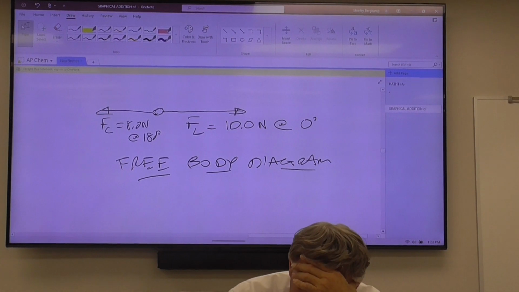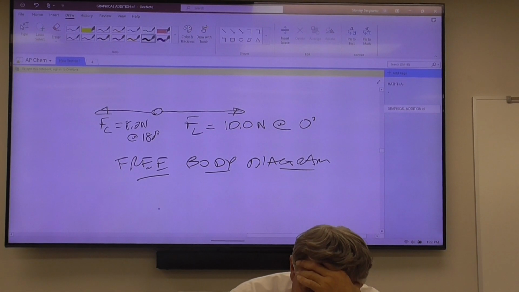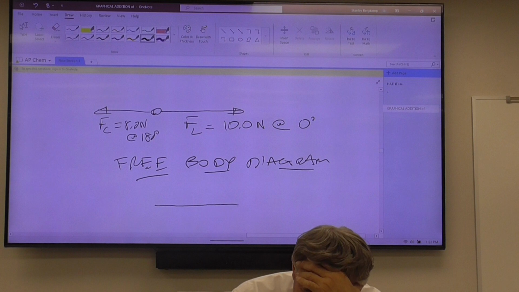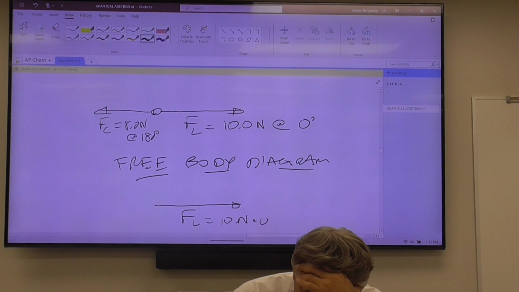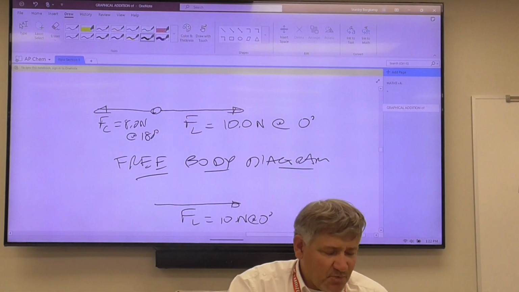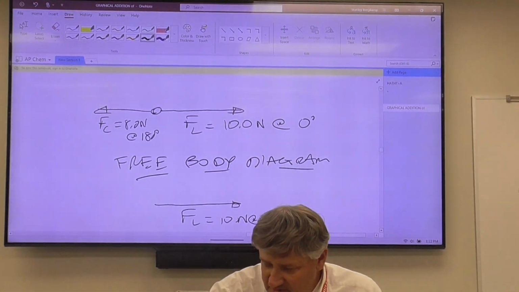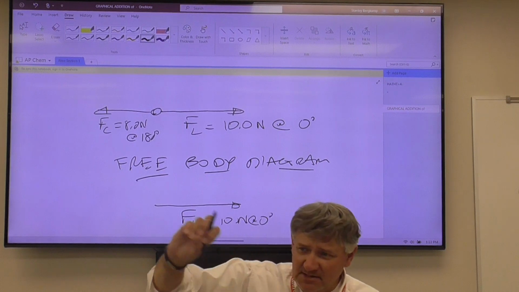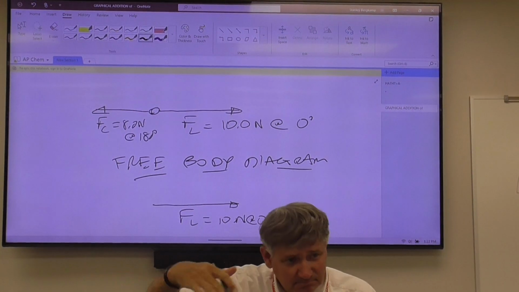So the first thing that I'm gonna do, and it doesn't make any difference which one you draw, I'm gonna draw Luke's vector first. So here's force Luke, 10 newtons at 0 degrees. You always at least want to put what the force is. You don't necessarily have to put the 10 newtons at 0 degrees.